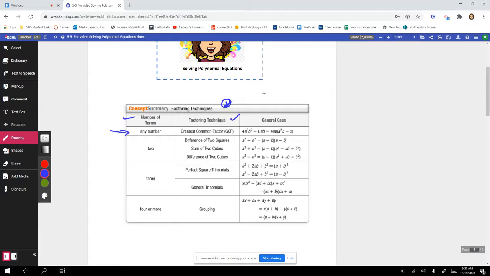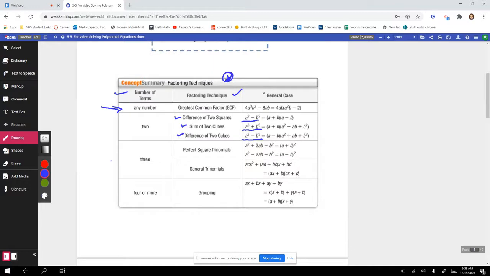If you have two terms, like a squared minus b squared, or you have some cubes in there, there are methods you can use: difference of two squares, and then sum and difference of two cubes, which we're going to look at today. If you have three terms, that's what we're most familiar with. You can see if there's a perfect square trinomial, or just use general factoring, which you're going to use a lot.